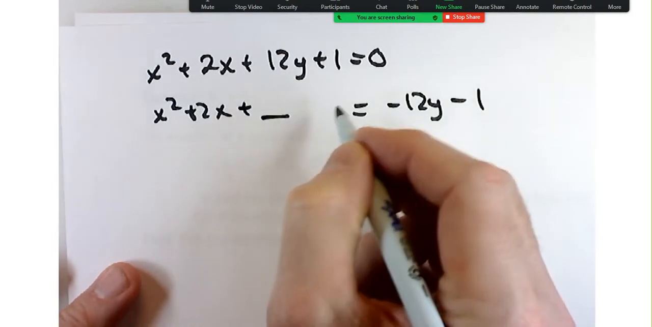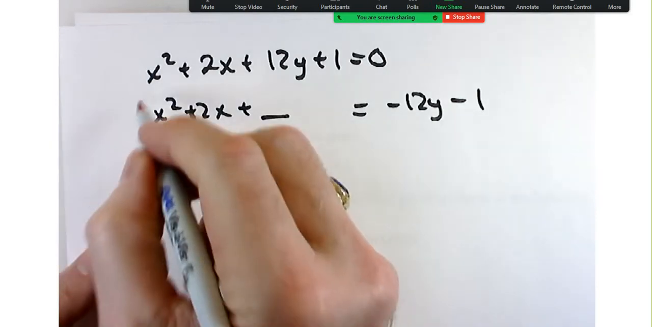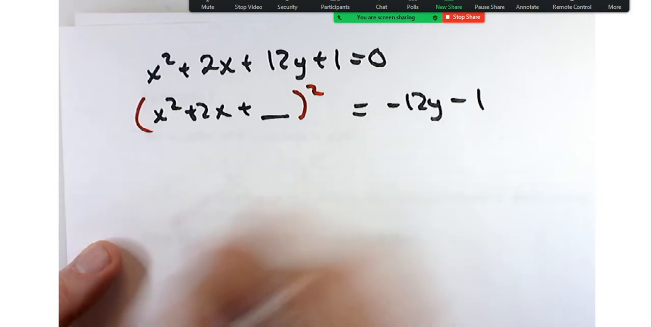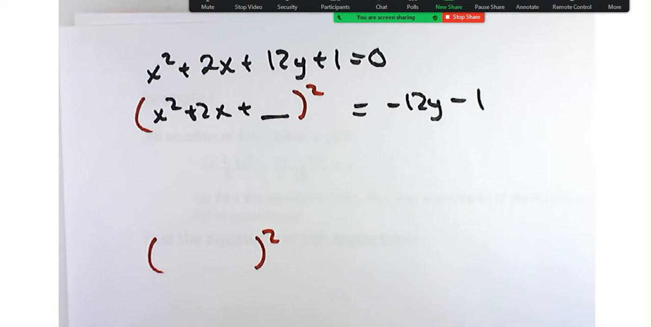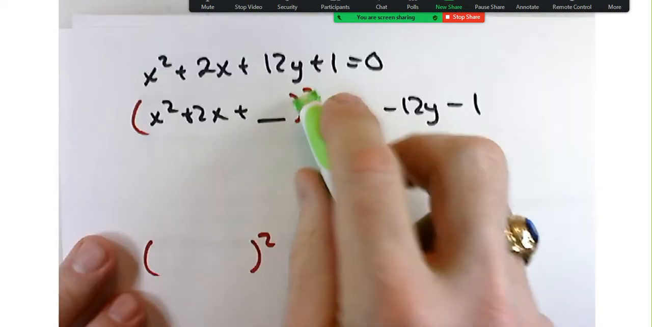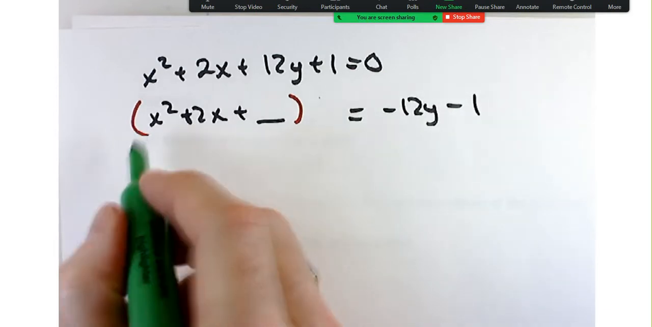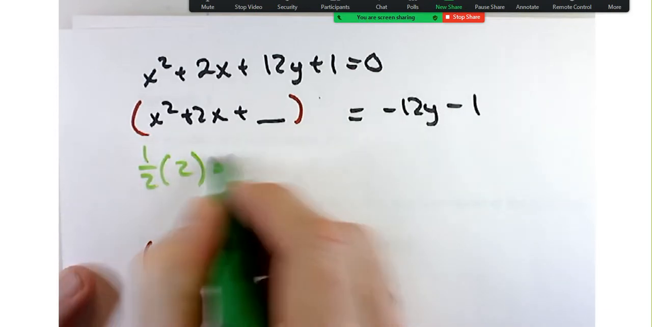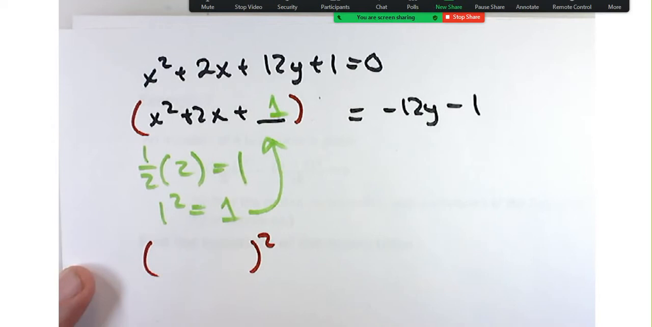And the goal here is to complete the square. That is to figure out what I put here so that the left-hand side is the square of a binomial. I hope you remember that process of completing the square. So you're going to take half of the middle term. Half of 2 is 1. And then 1 squared is 1. So I'll add 1 to the left-hand side. Well, I have to add 1 to the right-hand side as well.